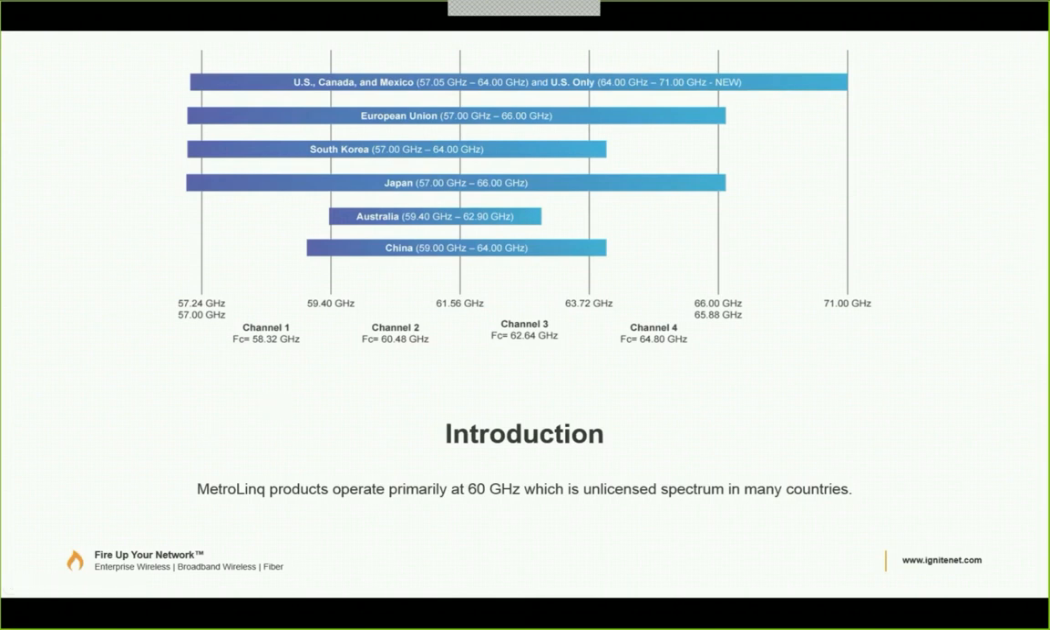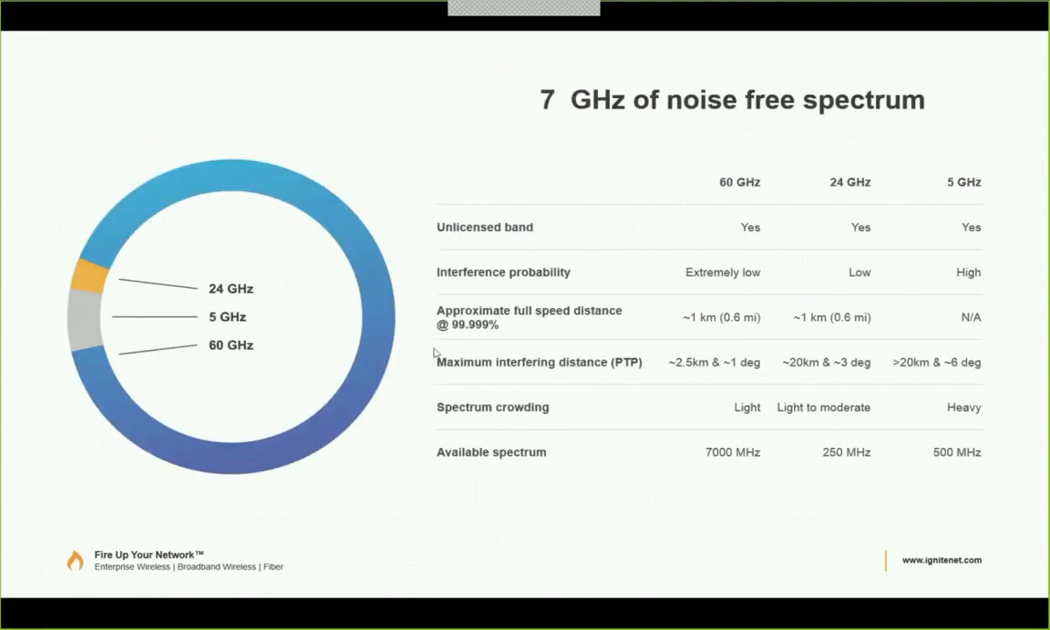As you can see, these are very wide channels, right? These are almost 2 gigahertz each, which allows us to get a very high symbol rate, nearly 1.76 billion symbols per second. This allows us to get very high capacity with not quite as complicated modulation and coding schemes that you might see in other bands. As I mentioned, this is 7 gigahertz of noise-free spectrum total that's available, as compared to the 250 megahertz or the 500 megahertz available for 2.4 gigahertz and 5 gigahertz bands, respectively.